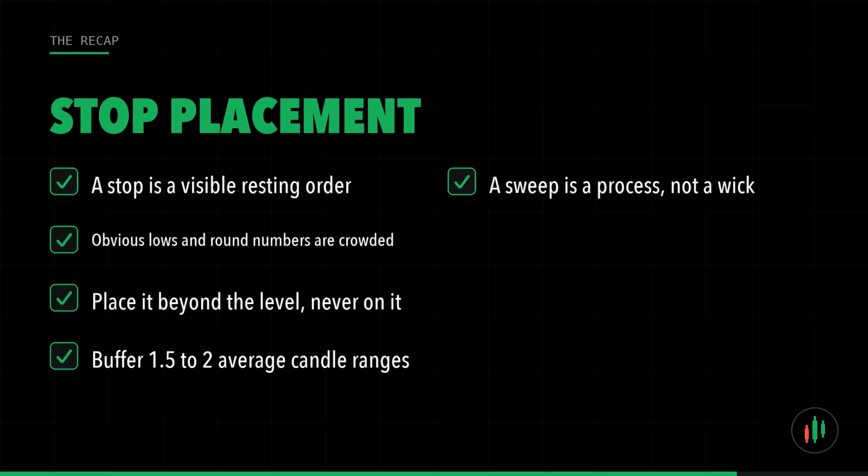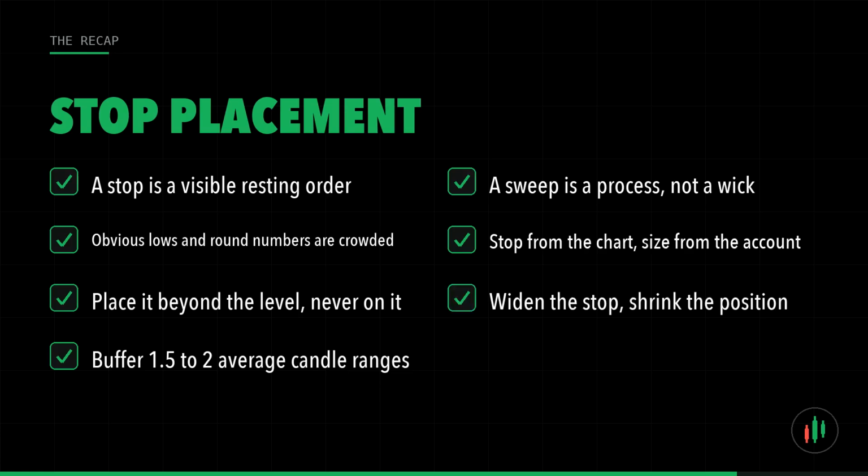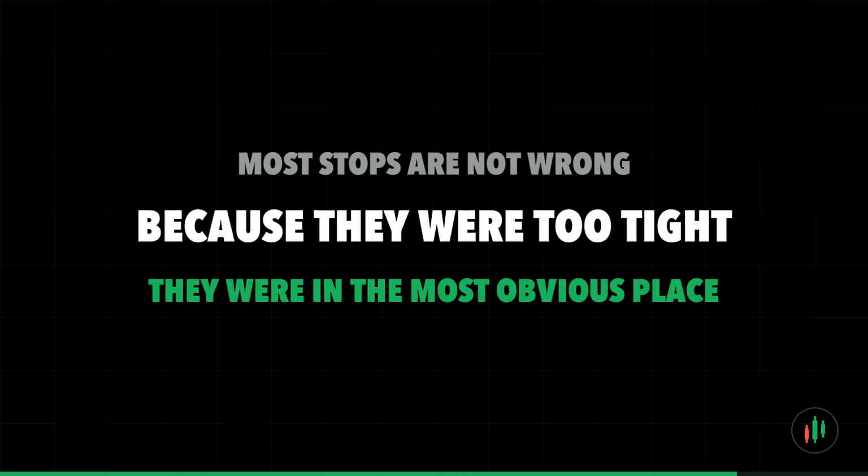Remember that a sweep is a process and not a wick, so the first poke through a level is rarely the lowest price. Choose the stop from the chart and the position size from your account, never the other way around. Widening the stop only works if the position shrinks with it. If you take one thing from this, take this. Most stops are not wrong because they were too tight. They are wrong because they were in the most obvious place on the chart, and obvious is the one thing a stop cannot afford to be.